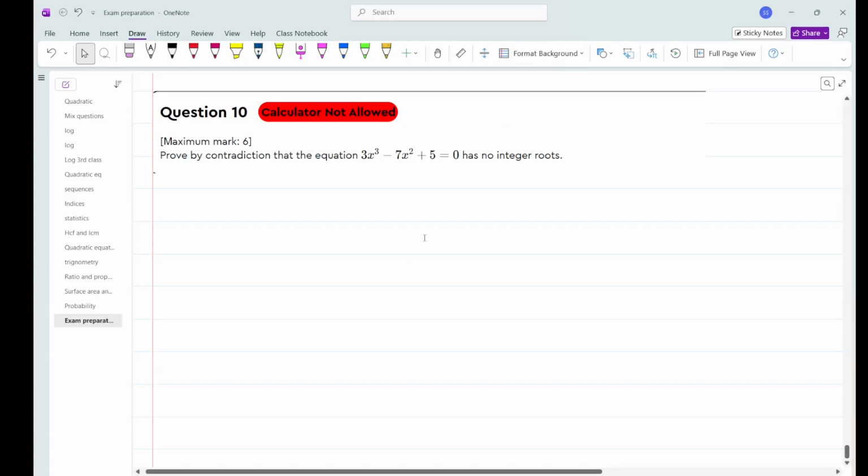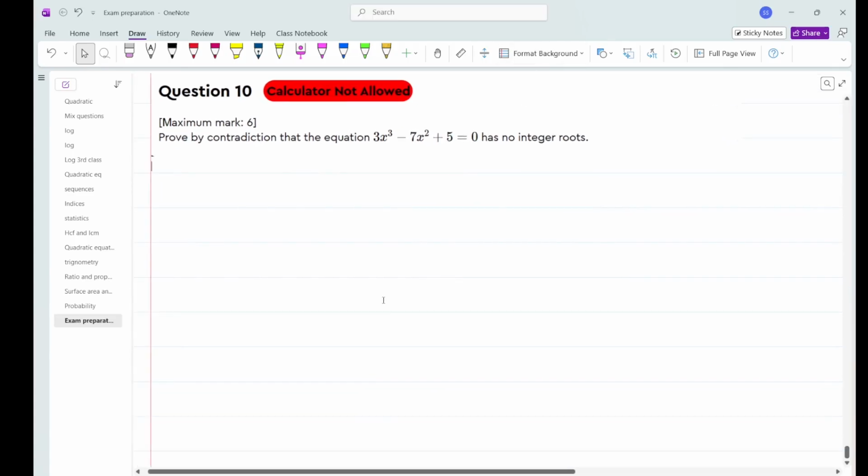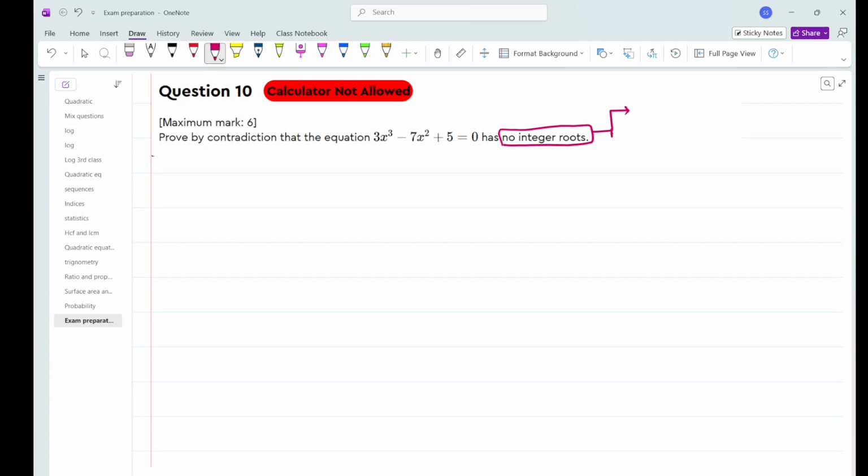Okay. So, prove by contradiction that this equation has no integral roots, right? Contradiction means you have to show somewhere that there is a contradiction in our assumption, in this well-known result. So, integral roots. How many types of integers do we have?